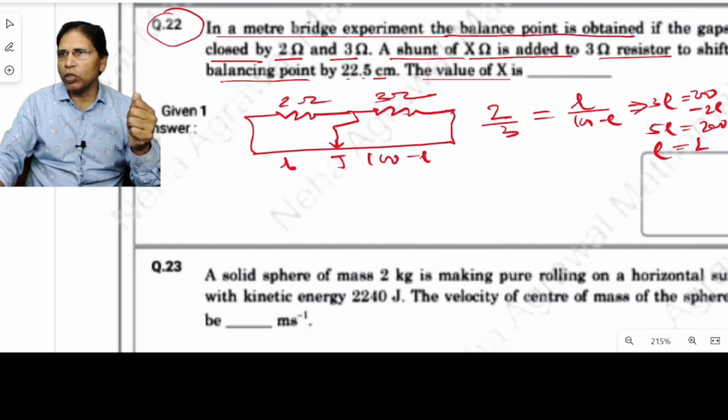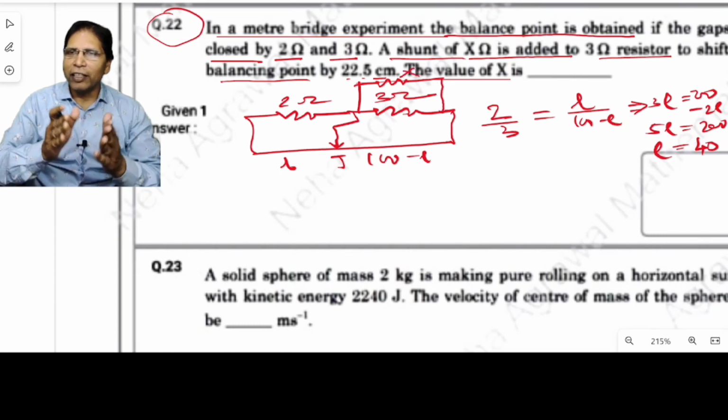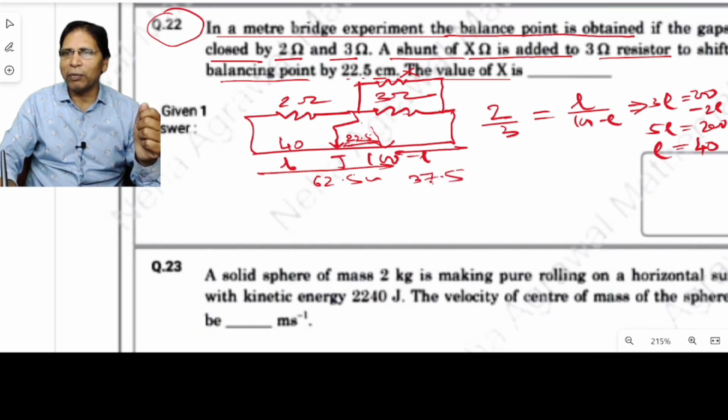So L equals 40. When a shunt of X is connected with it, the balance point will be shifted from this point. Suppose this is the balance length. This is 40 centimeter, this is 22.5, so 22.5 plus 40 makes this length 62.5 centimeter, and this length becomes 37.5 centimeter.